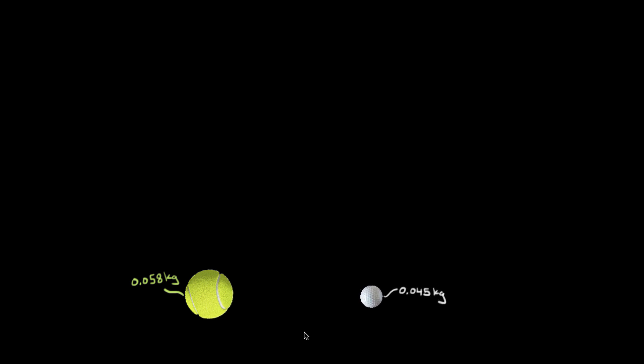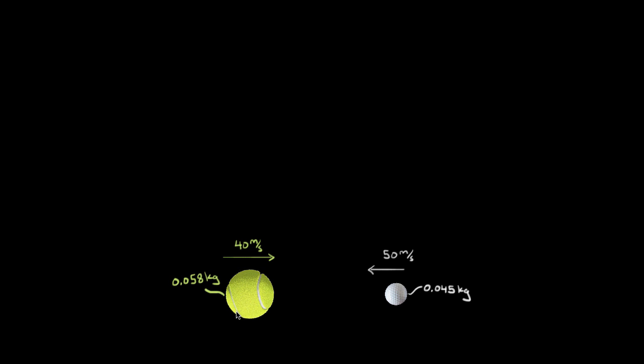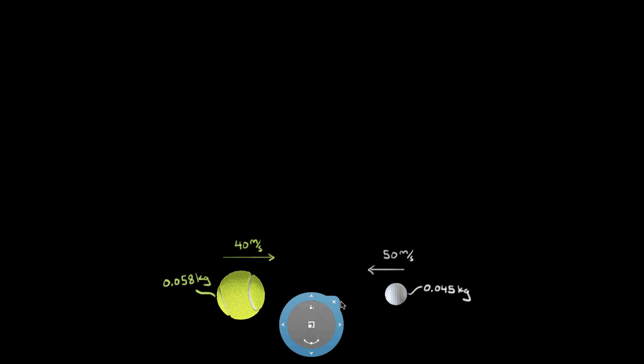So if we shot these balls straight toward each other at a certain speed, let's say the golf ball is moving around 50 meters per second, that's pretty fast. It's over 100 miles an hour. And we shoot the tennis ball to the right at a speed of 40 meters per second so that these balls collide, and they collide head on.